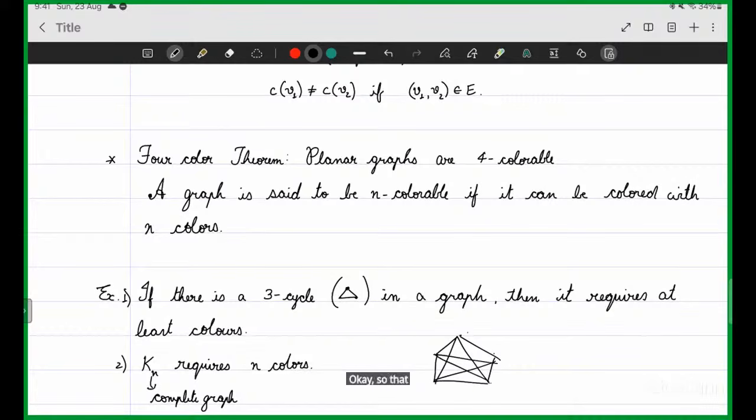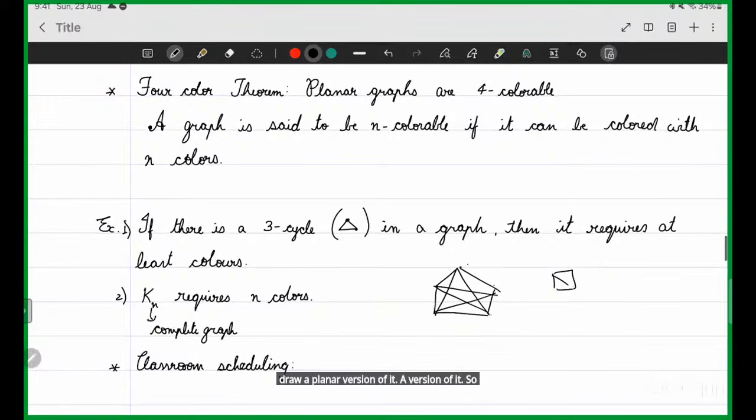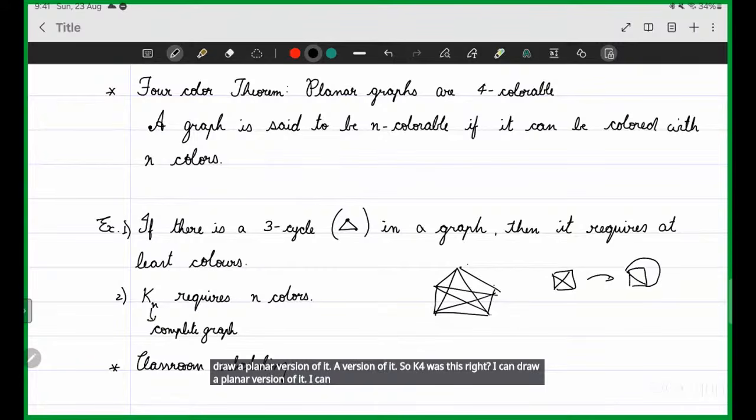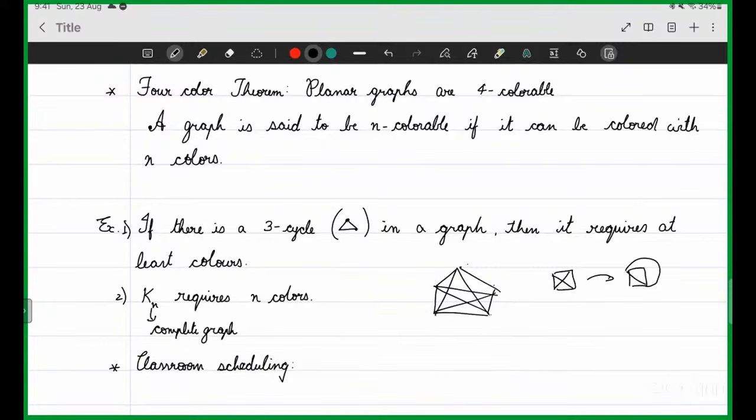So this could be a true or false kind of a theoretical question. Sir, so it can be only true if the graph is planar, right? Yeah. So you can try to draw a planar version of it. K4 was this, right? I can draw a planar version of it. I can draw this. This is planar. There is no intersection between the edges. On a plane, you can draw it without any edges crossing each other.